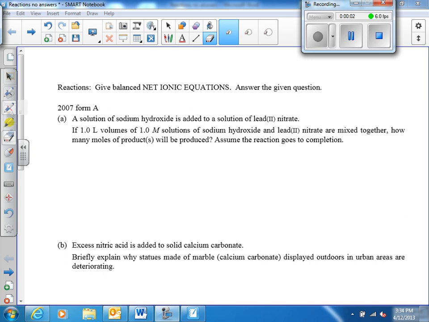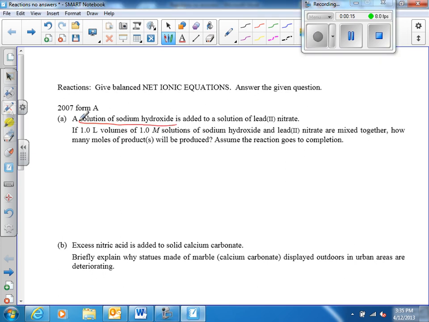We are going to do balancing and predicting products. Predicting products, balancing equations, getting net ionic equations. So we're going to learn a simplified way. Notice this is a solution of... We notice the sodium and the nitrate. That says there's going to be double displacement. The sodium and the hydroxide are our spectator ions.